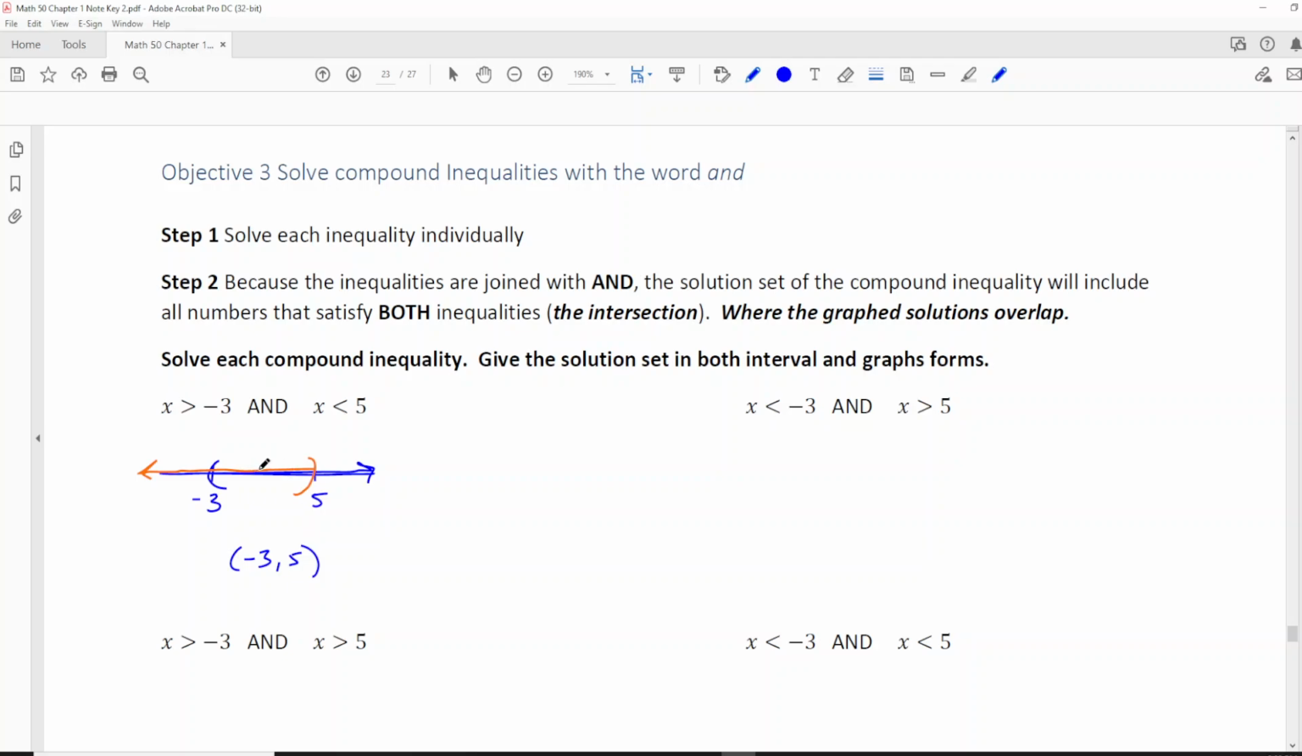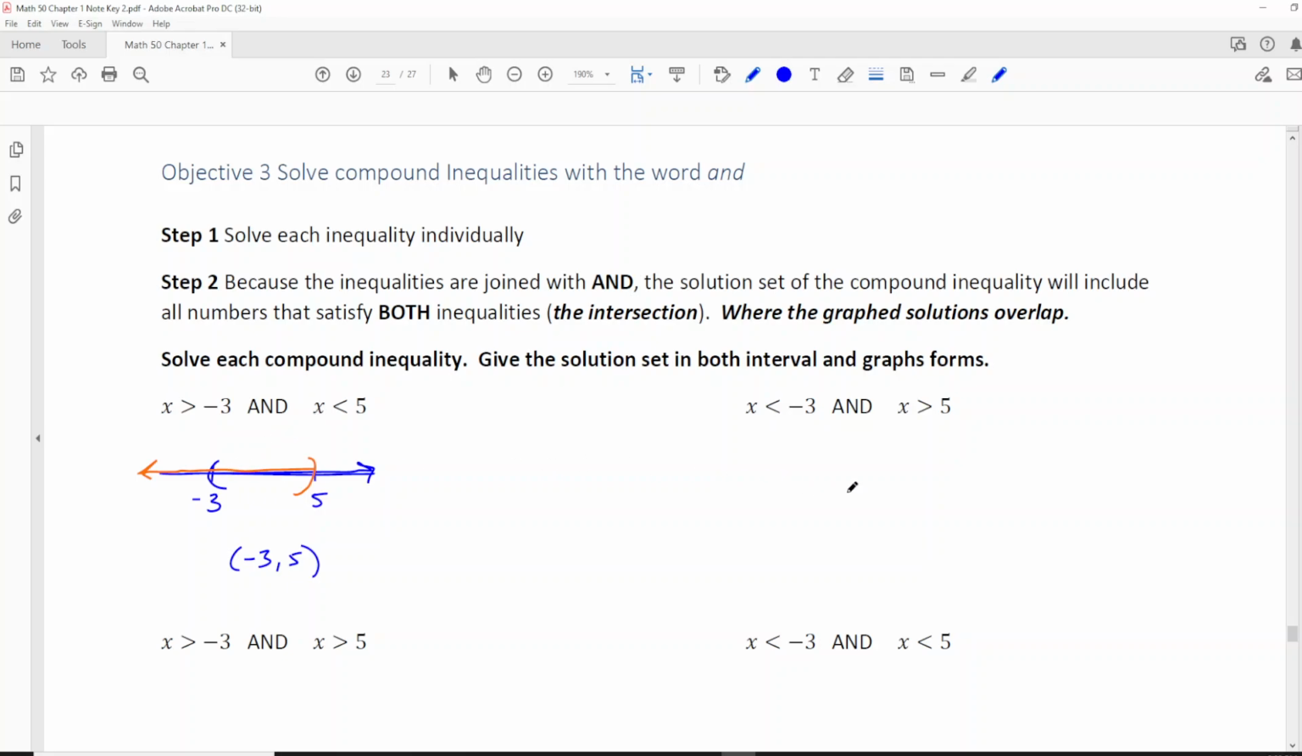So for example, 0. 0 is greater than -3 and it's less than 5. If you tried to pick something over here like -4, -4 is not greater than -3. So even though it's less than 5, it doesn't satisfy both of the inequalities.